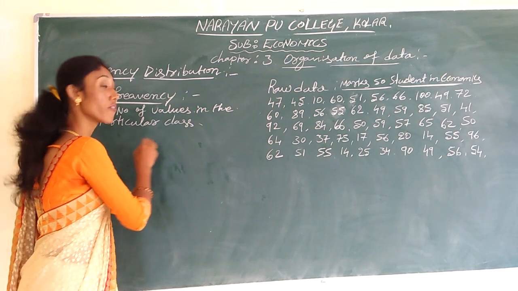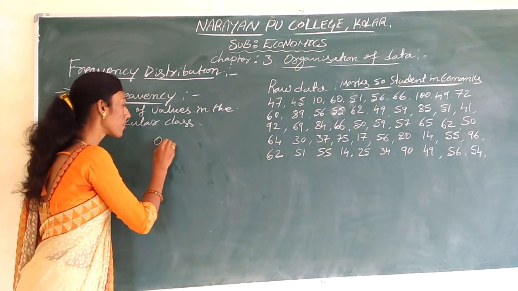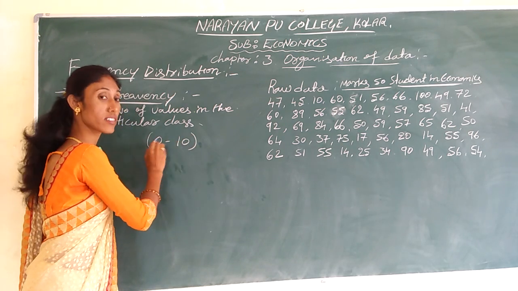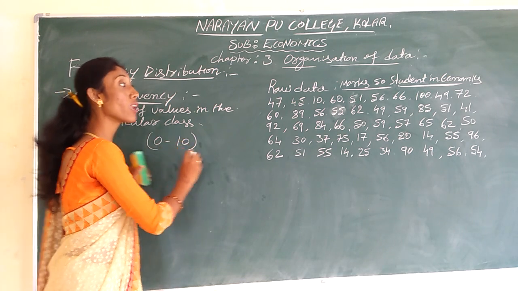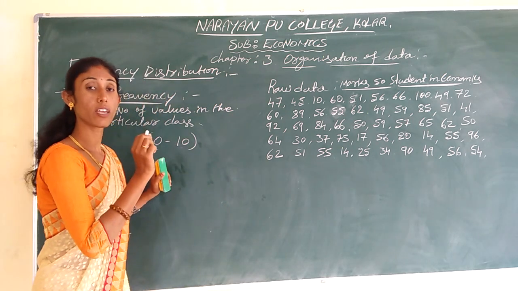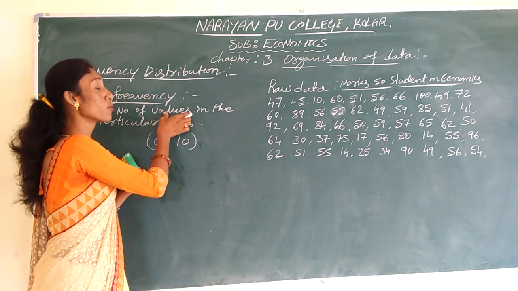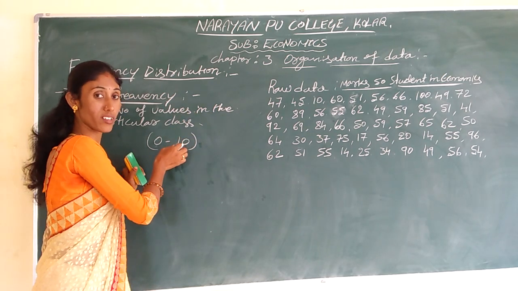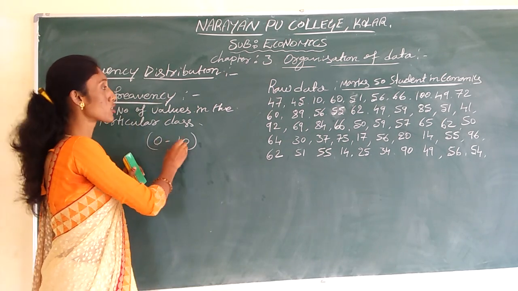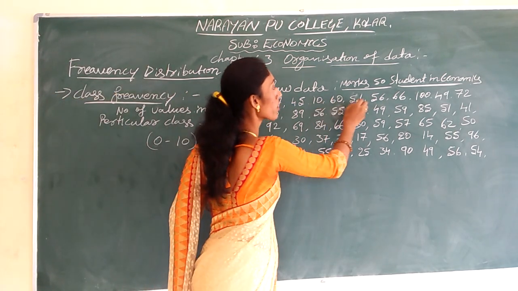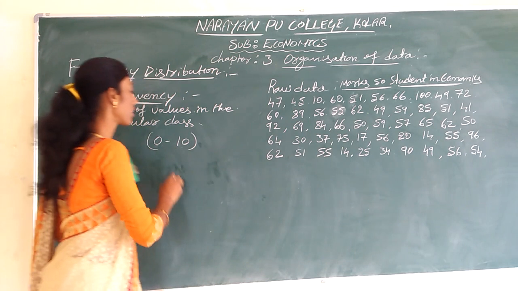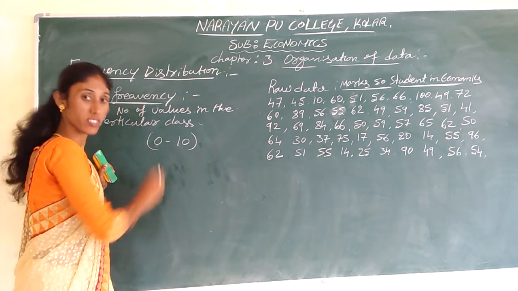Suppose you have arranged a class between 0 to 10. Between these class limits, what are the values that appear? Those values are nothing but class frequency. Between this class, what are the values used to appear? We make a note of that, and that note is what we call class frequency. Example, 0 to 10. From 0 to 10, how many values appeared? We will see the raw data and count how many values appeared. That count is nothing but class frequency.